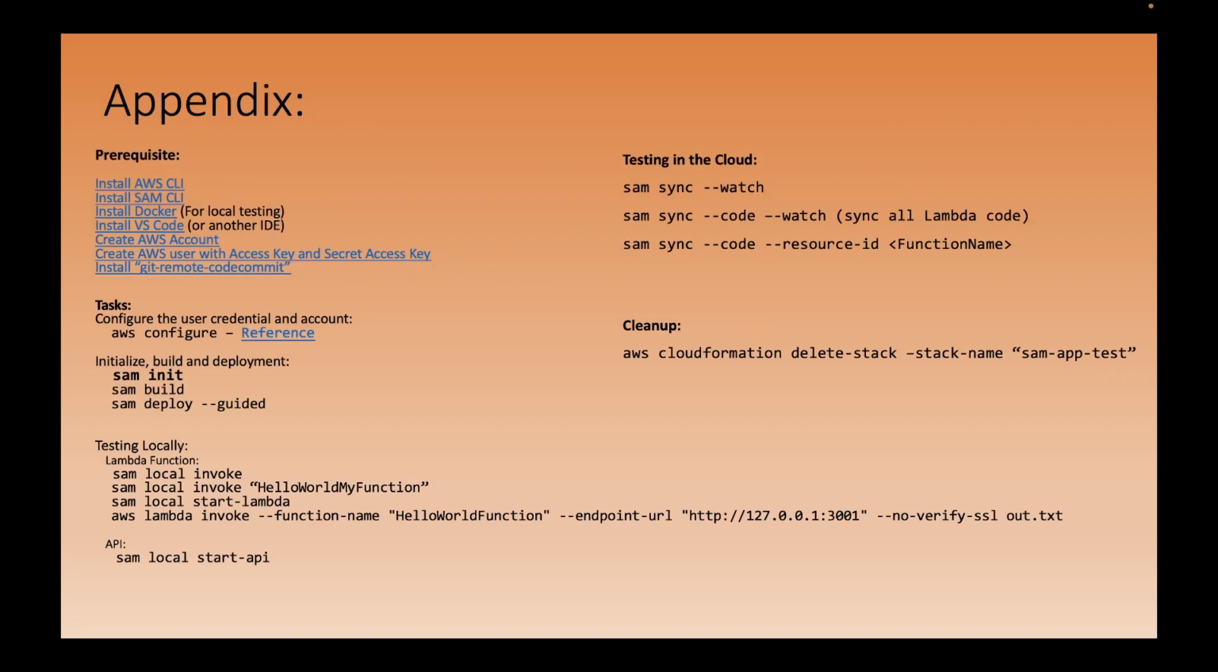Let's recap what we have done. We talked about the prerequisites and we configured our AWS environment, and we ran the following commands: SAM init, SAM build, and deploy to initialize the project, build the project, and deploy. We also did local testing using those commands, and we also used the SAM sync command. And finally, we cleaned up the resources using this command.